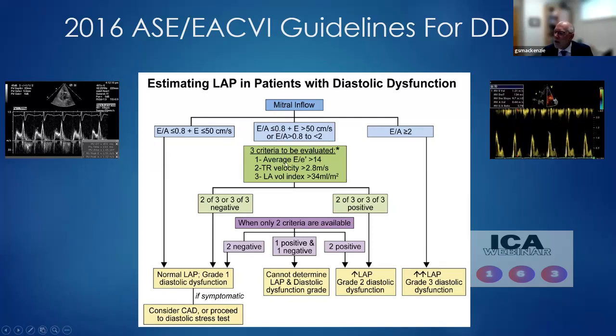So basically, you're going to be looking at these 3 criteria: E to E prime, TR velocity, and LA volume index. If 2 of 3 or all of them are negative, the patient has grade 1 diastolic dysfunction. If 2 of 3 are positive or all 3 are positive, you have grade 2. Now, in circumstances where you can only measure 2 criteria, and it's typically the TR velocity we can't measure, if both are negative, you're considered to have grade 1. If 1 is positive and 1 is negative, it's indeterminate. And if both are positive, you have grade 2.